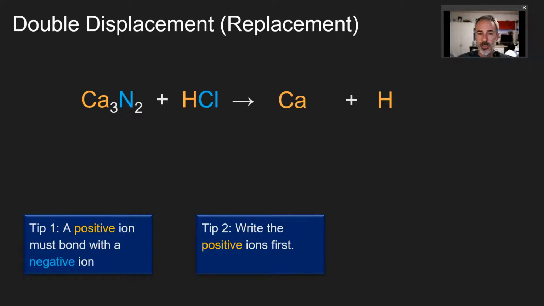So write the positive ions first. Now we're just going to take the blue ones and swap them. Calcium was originally with nitrogen. We're going to get rid of that. And I think I need my pen here because I don't think I actually have anything that's going to appear.